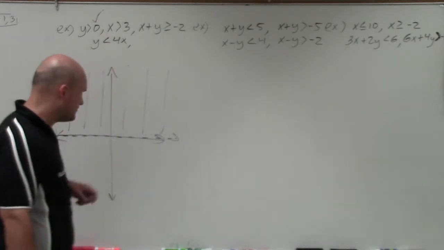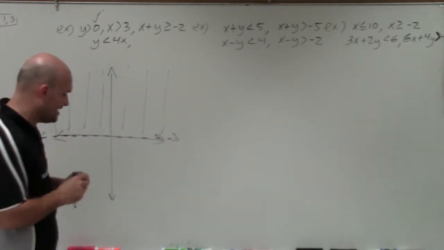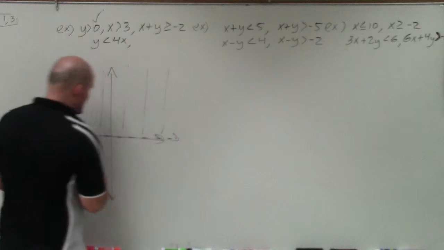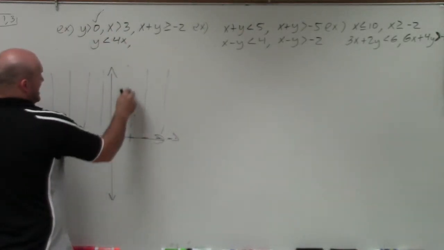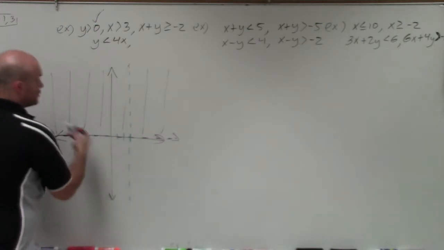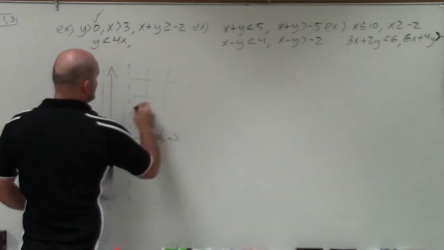At x is greater than 3, remember, x equal to 3 is going to be a vertical line. I'll take green here. I go over to 3. That's greater than, so that's going to be a dashed line. All the x values that are greater than 3 are going to be to the right.